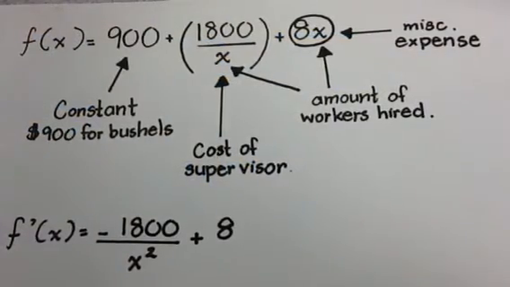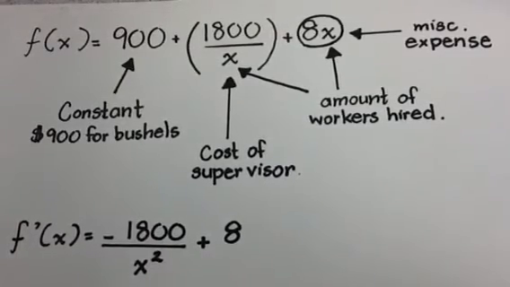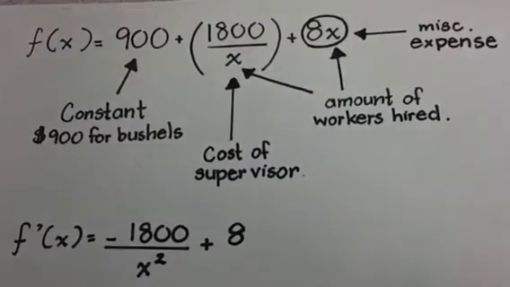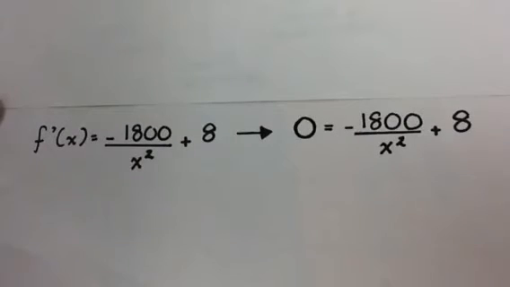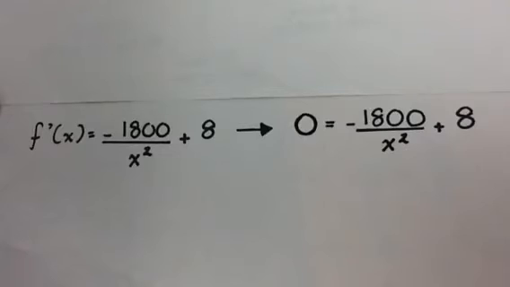Solving for f prime of x, we get f prime of x equals negative 1800 over x squared plus 8. In order to find out the minimal cost required to pick 900 bushels, we take the derivative of the cost function and solve for it when it equals 0. This finds the critical points, also known as its maximum and minimum.